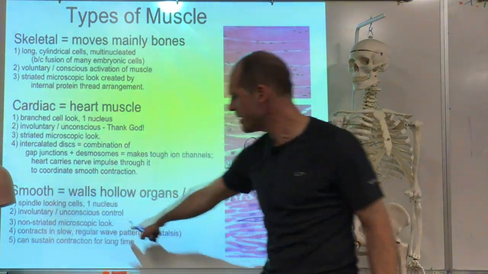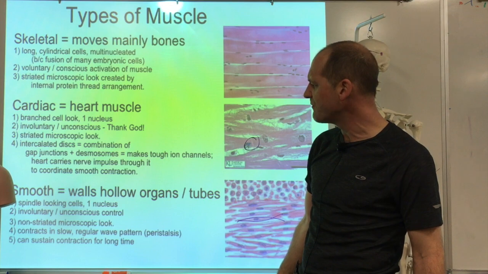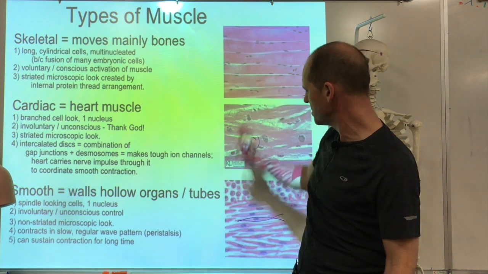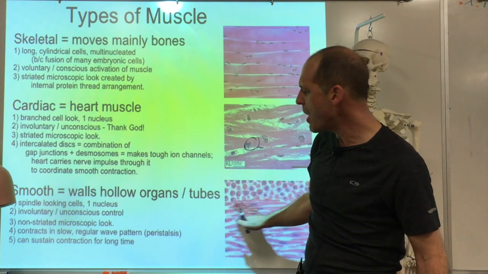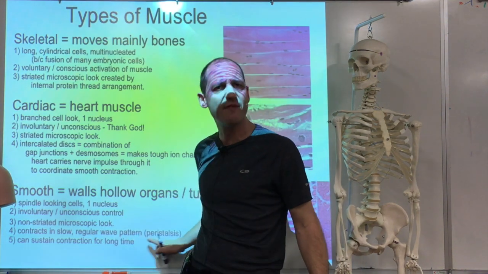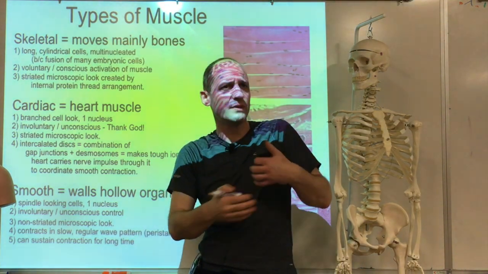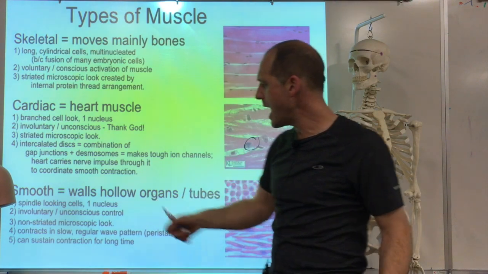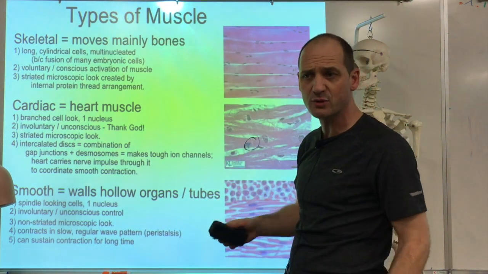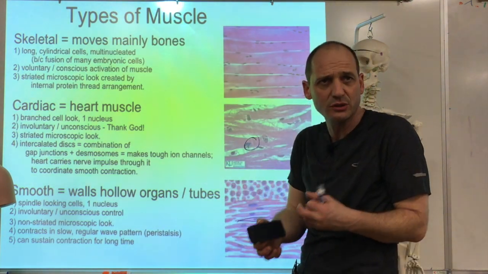It's non-striated. It doesn't have to be held together. It's much more loosely arranged. But it's interesting because this is where you have peristalsis, like the stomach churning. That's this kind of muscle type, and it can do that for a long time. So it can hold sustained contractions.